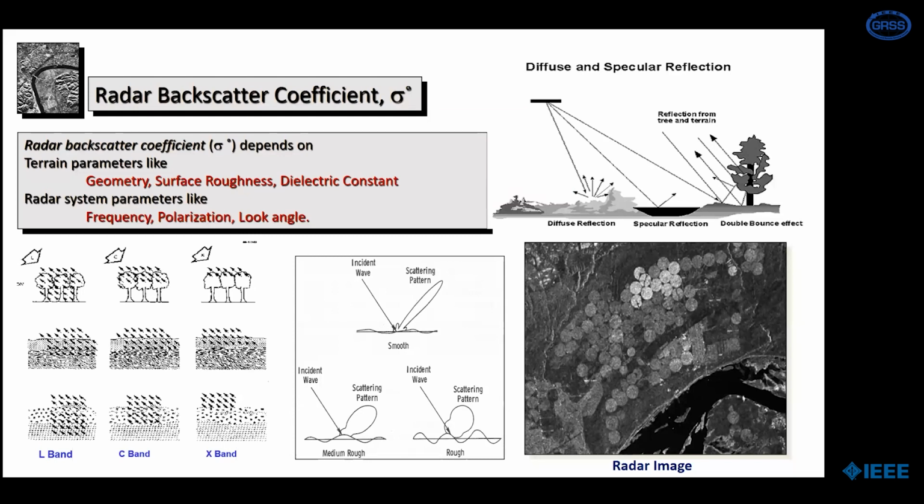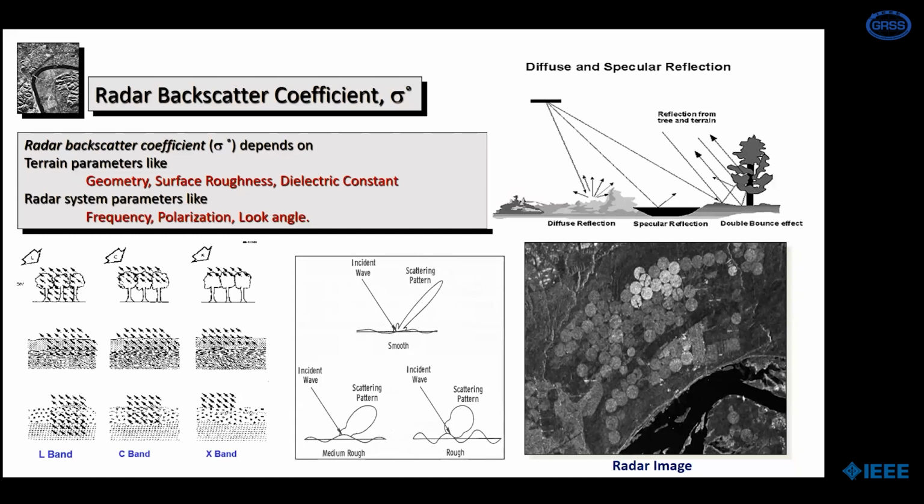Whereas the terrain parameters are like the geometry, that is how the target is oriented towards the sensor, in what angle it is there, and its surface roughness, whether the surface is rough or smooth or a diffuse kind of characteristics it is having, and mainly the electrical properties of the target, that is the dielectric constant. So based on these parameters, the backscatter energy will be defined, and the application user will find out what the target is based on this structure.